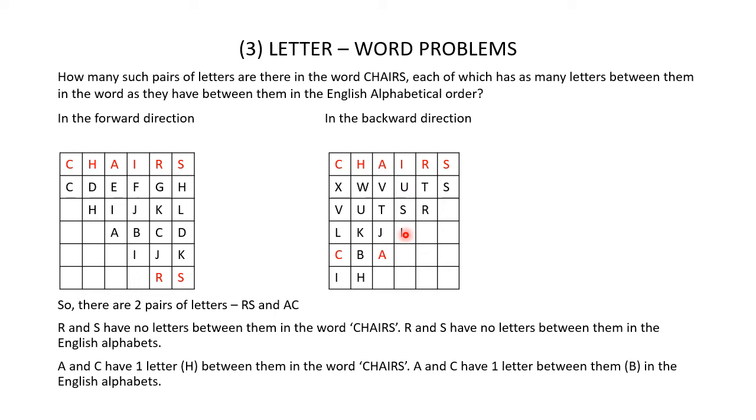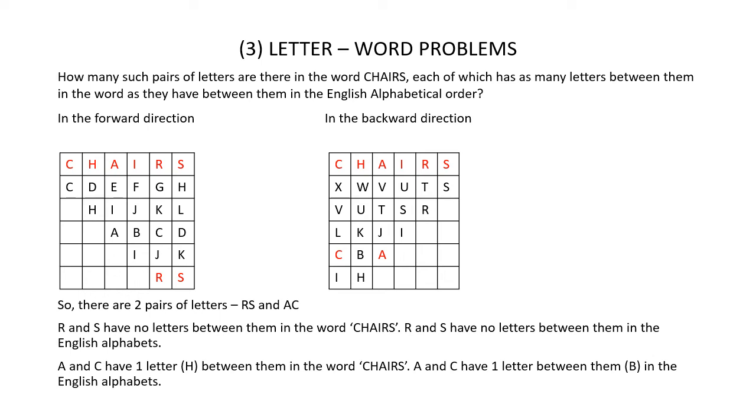Write I in the next row. After I, write the letters that come in alphabetical order. So write I, J, K and L. Now compare these letters with the letters in the word chairs. You'll see that J does not match with A, K does not match with H, L does not match with C. So in this row also we do not have any answer pair.